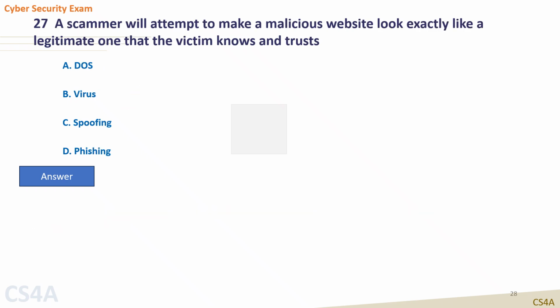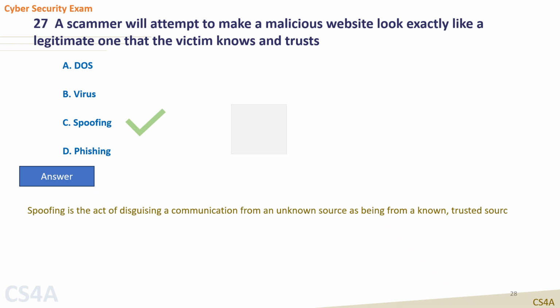So here the question is, a scammer will attempt to make a malicious website look exactly like a legitimate one that the victim knows and trusts. The keyword is malicious website. The options are DoS, which is not related, and virus, also not related. Spoofing is the correct answer.